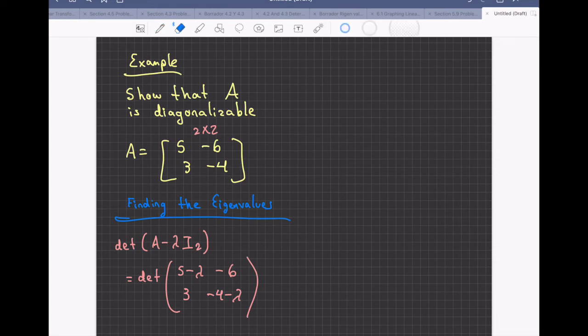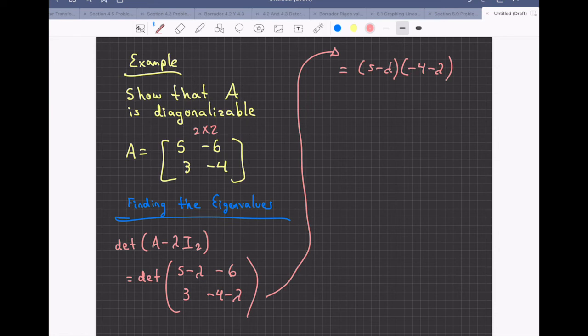And this becomes equal to 5 minus lambda times negative 4 minus lambda minus negative 18. So this becomes 4 times negative 5, negative 20, 4 times negative lambda minus 5 lambda plus 4 lambda plus lambda squared plus 18. So we have lambda squared minus lambda minus 2. Remember this, how do we call this? This is the characteristic polynomial.